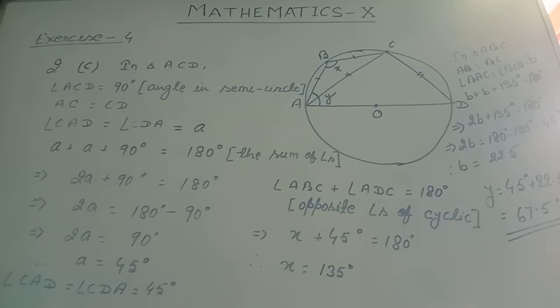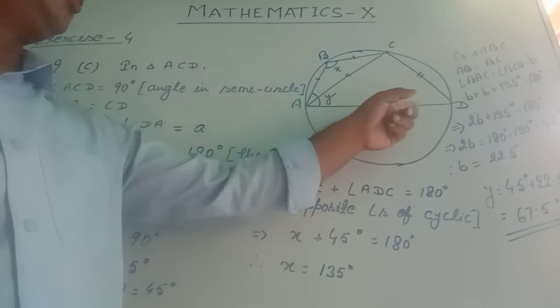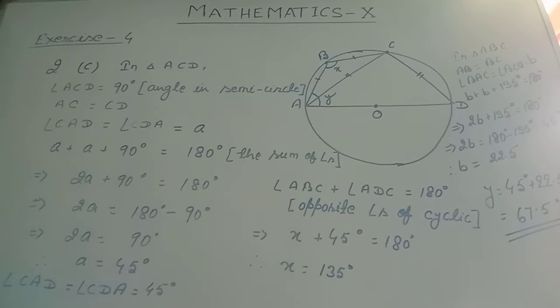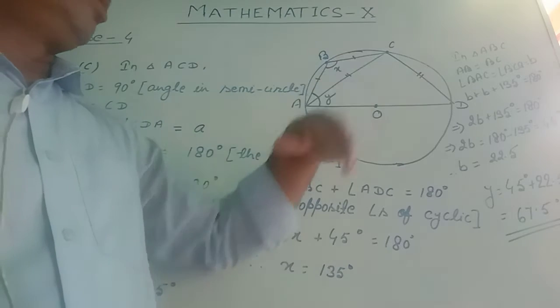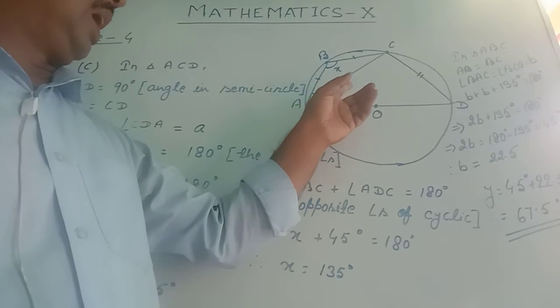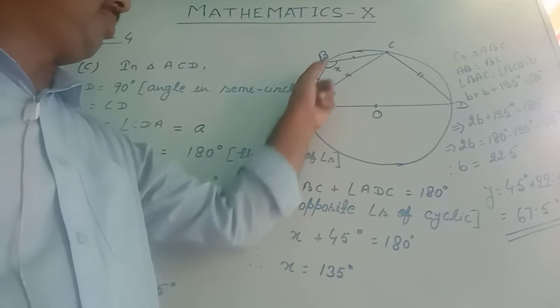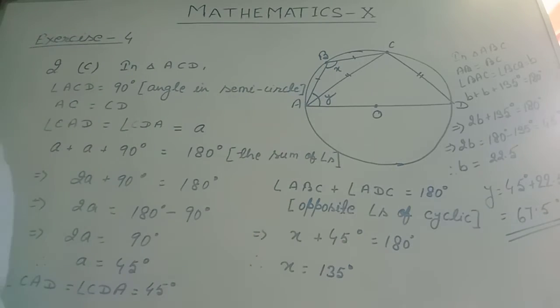Question number 2C, this figure is given. In this figure, AD is the diameter and ABCD is the cyclic quadrilateral. All the vertices of the cyclic quadrilateral lie on the circumference. We are saying that angle ABC equal to x and angle BAD is y. These two values we are asked to find.